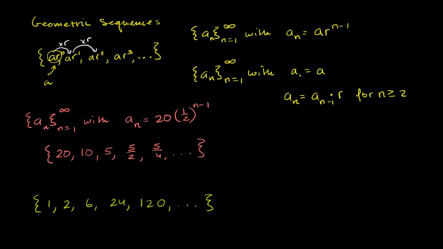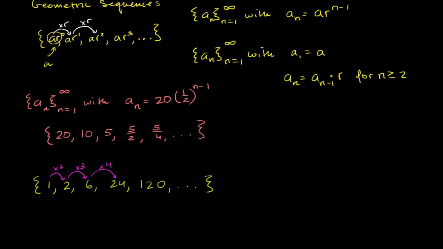Well, let's think about what's going on. To go from 1 to 2, I multiplied by 2. To go from 2 to 6, I multiplied by 3. To go from 6 to 24, I multiplied by 4. So I'm not always multiplying by the same amount. You have to multiply by the same amount in order for it to be a geometric sequence. Here I'm multiplying by a different amount.